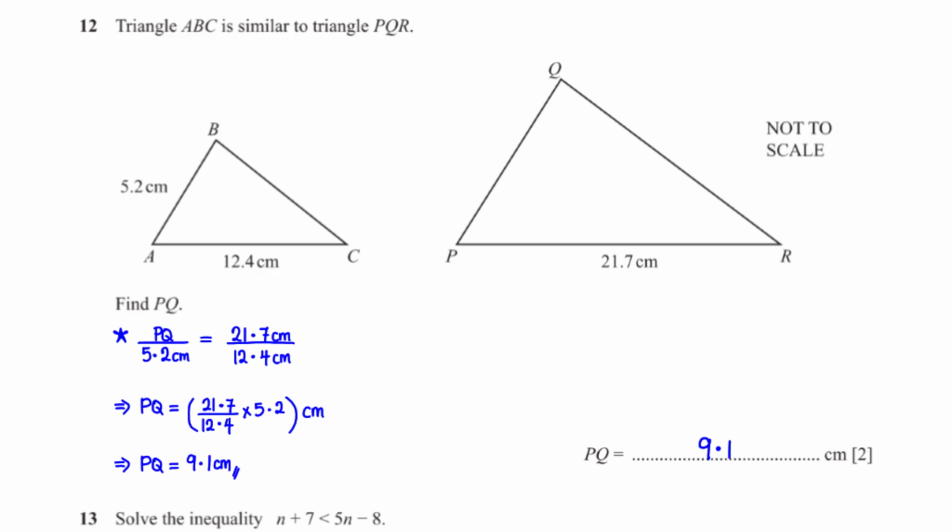Triangle ABC is similar to triangle PQR. Find PQ. For similar shapes, the ratio of their corresponding side lengths is equal. So in this case, we have PQ divided by BA, which is 5.2 centimeters, equals 21.7 centimeters divided by 12.4 centimeters. When we make PQ the subject, this is what we get. When we type this into the calculator, we have 9.1 centimeters.